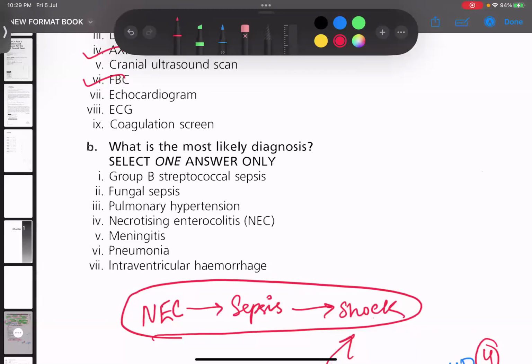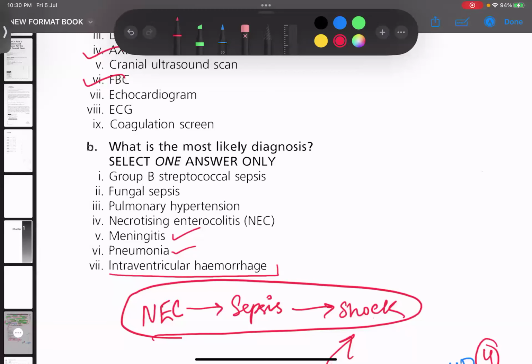First one says group B streptococcal sepsis, fungal sepsis, pulmonary hypertension, necrotizing enterocolitis, meningitis, pneumonia, intraventricular hemorrhage. So as we discussed here, we did have some differentials, right? And we discussed this, pneumonia, meningitis is out, intraventricular hemorrhage. Actually, the child did not come with any kind of seizure. I don't know if apart from seizure, we could consider any point which would be more fitting with intraventricular hemorrhage, or any kind of history, birth history, apart from the fact that the child was premature.